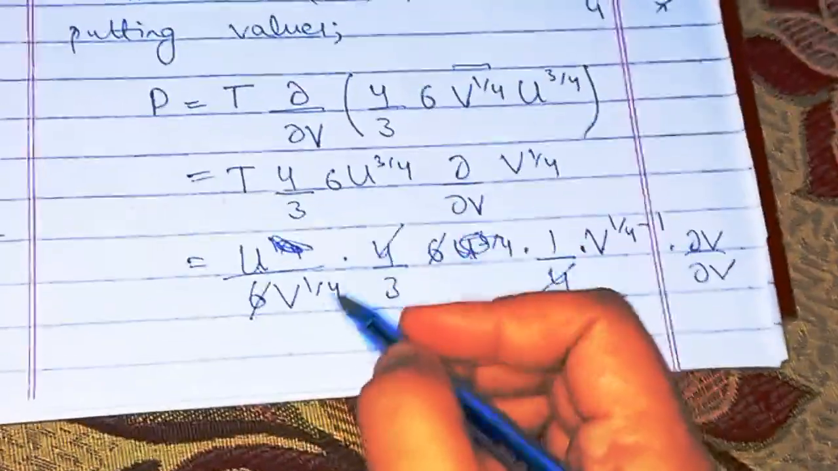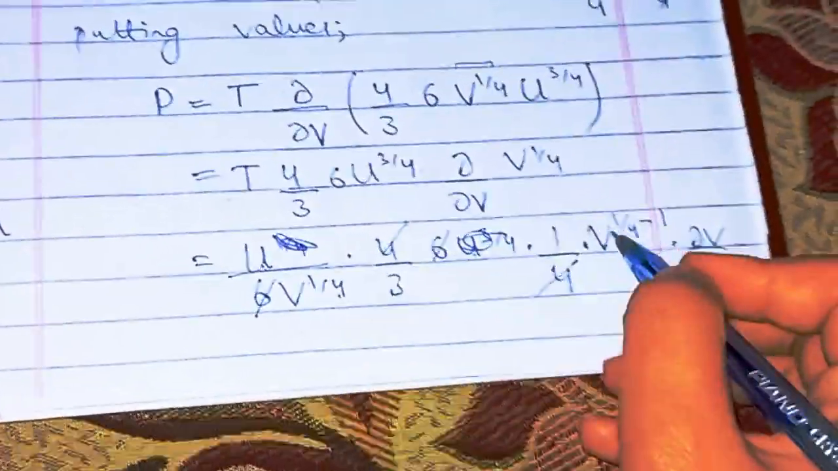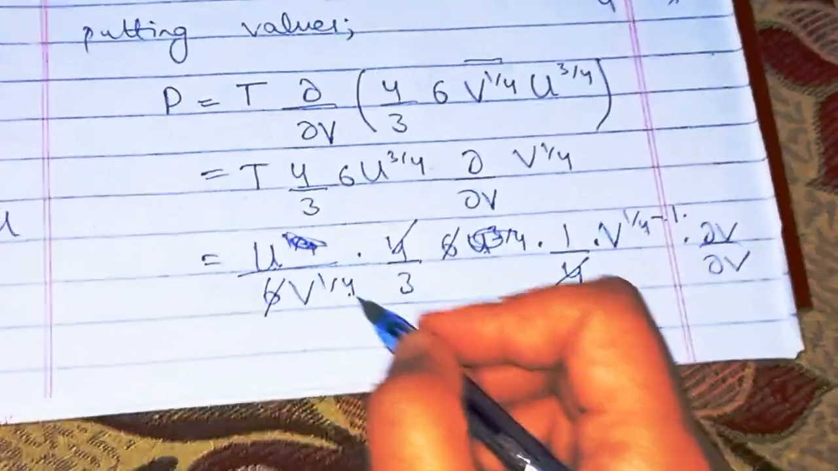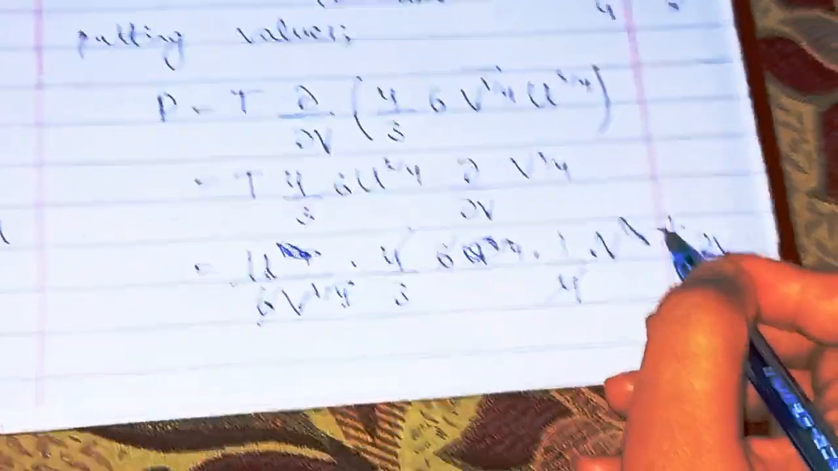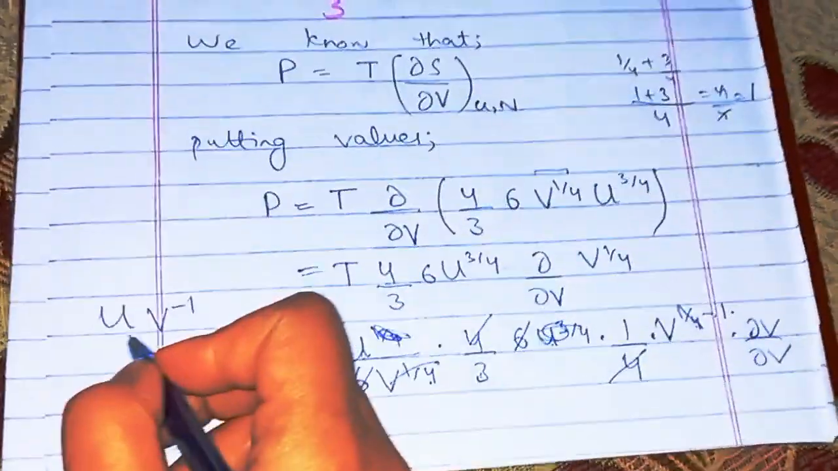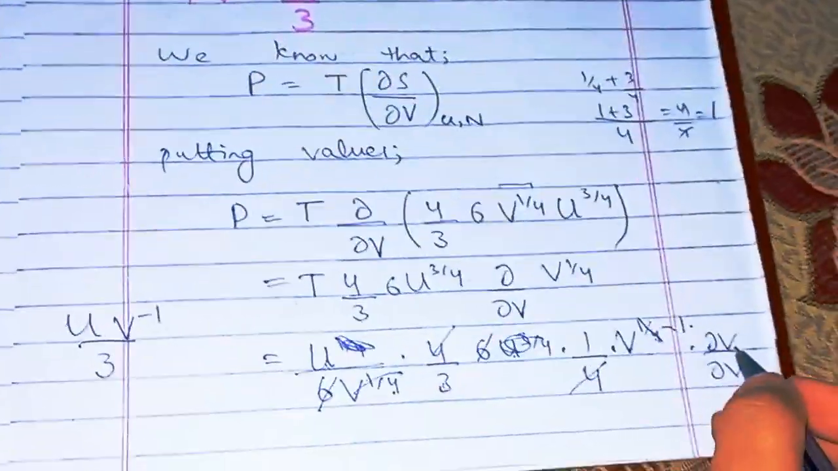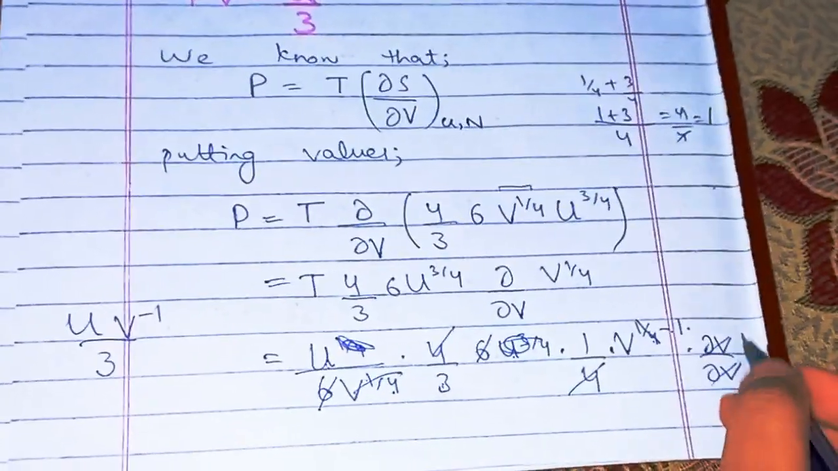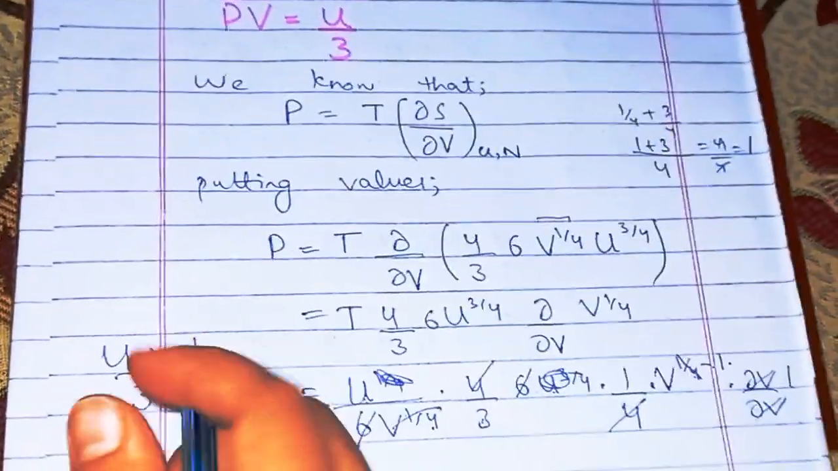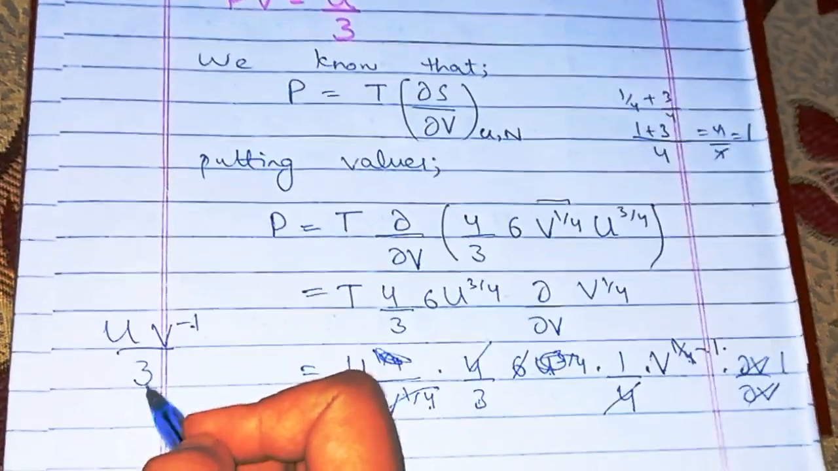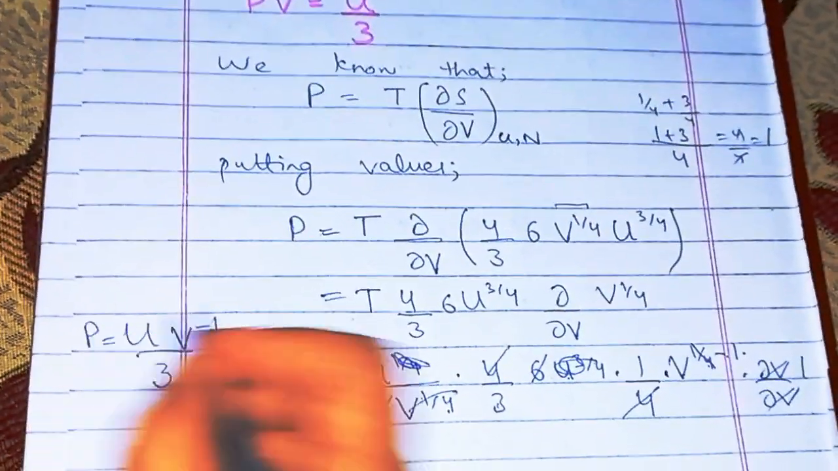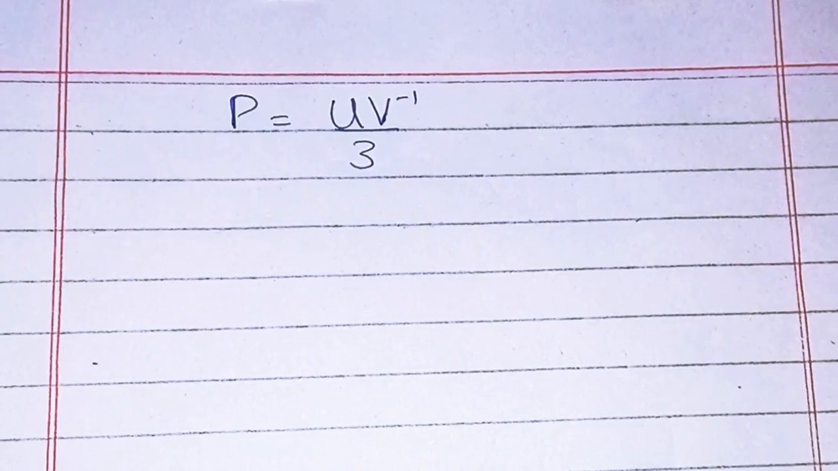We are just seeing that what we are left with, and it's v to the power 1 by 4, and it's v to the power 1 by 4 minus 1. So v to the power 1 by 4 and this 1 by 4 cancels out, and it's v to the power minus 1 that is left, and this 3 was already in the denominator, and this partial v by partial v is actually equals to 1. So we can see that what we are left with, it's u v to the power minus 1 by 3, that is equals to p. That is what we have got.